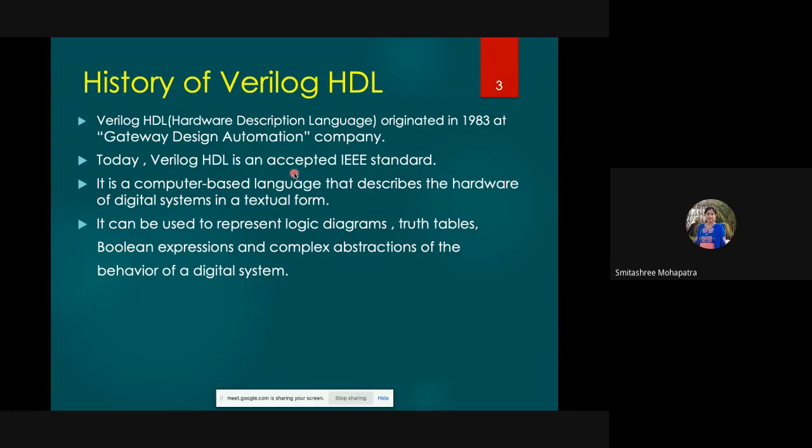So what do you mean by this IEEE standard? Can anyone tell me? Yes, students. Am I audible? Yes, ma'am. Okay, can anyone tell me what you mean by this IEEE standard? Do you know what IEEE is? What is the full form of IEEE?